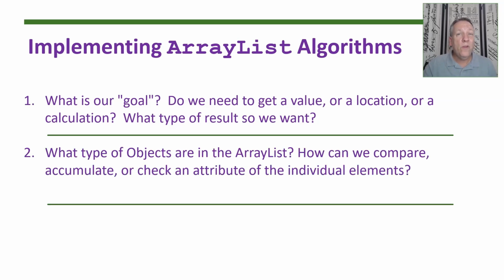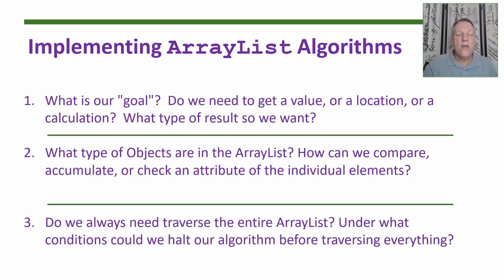Next, we really need to know what kind of objects are in the ArrayList. Can we compare them? Can we accumulate them? Can we check an attribute or maybe compare some individual elements? And then finally, when we're looking at the algorithm as a whole, do we need to traverse the entire ArrayList? Could we possibly halt our traversal part of the way through? What are going to be the conditions that we halt our algorithm before traversing everything? Or maybe we always have to traverse the entire ArrayList.